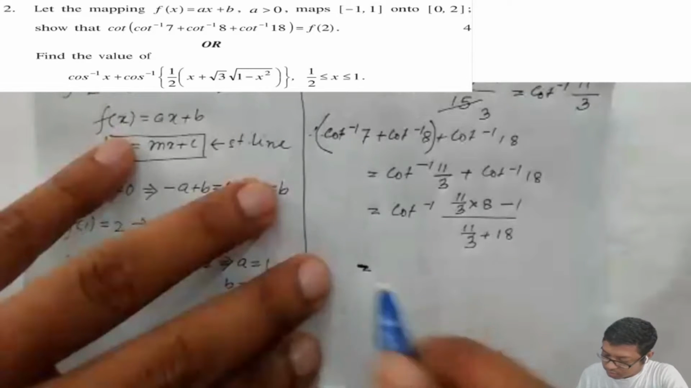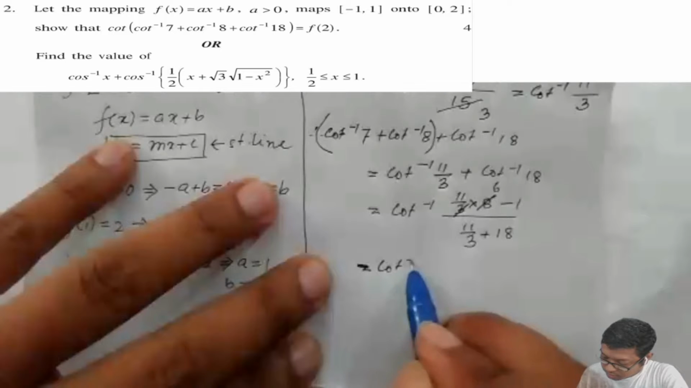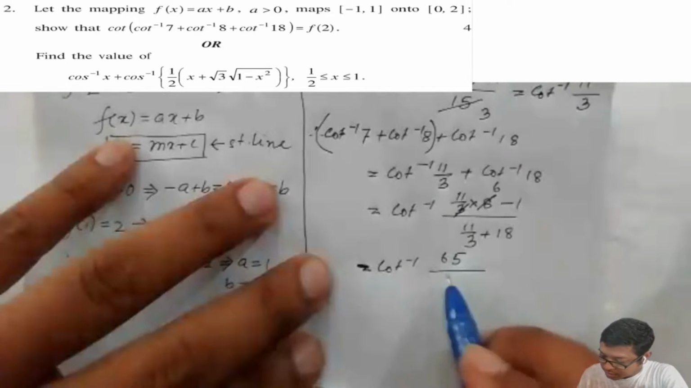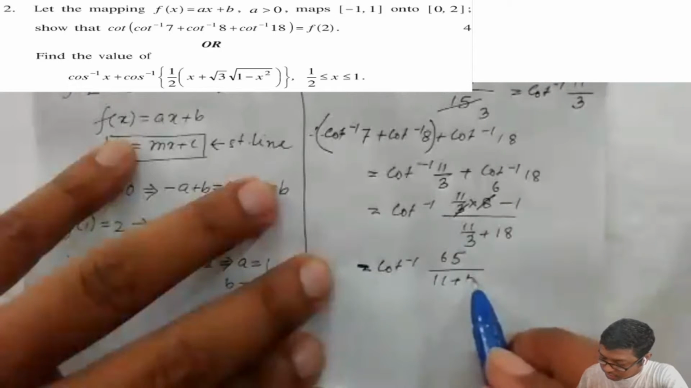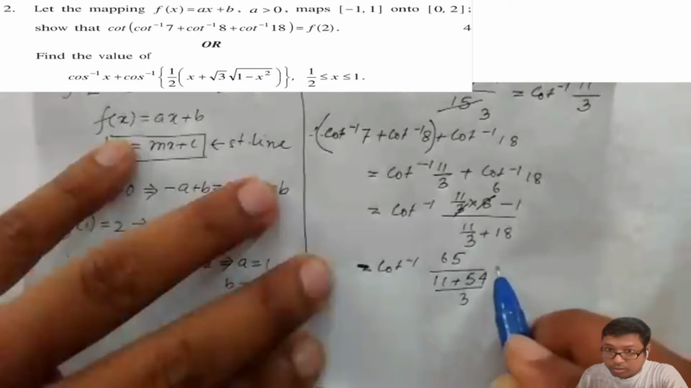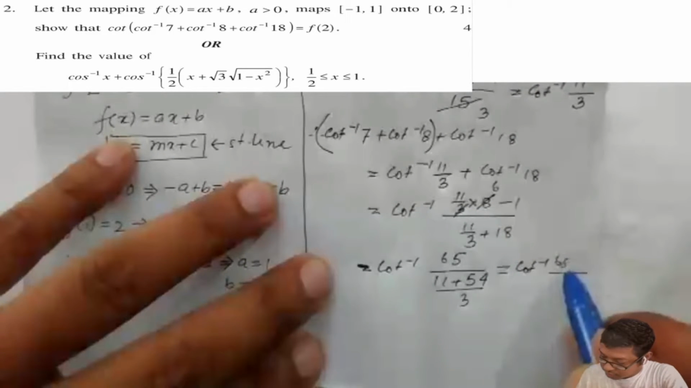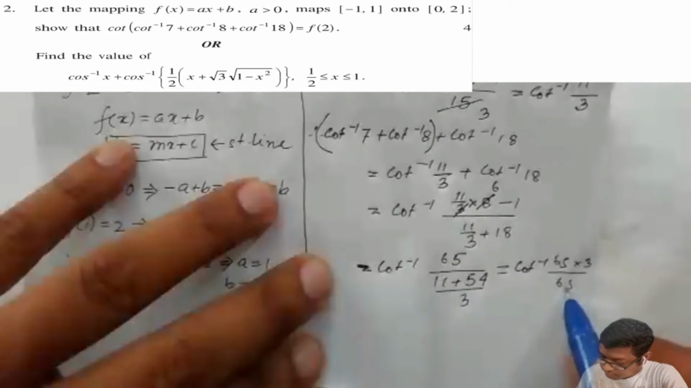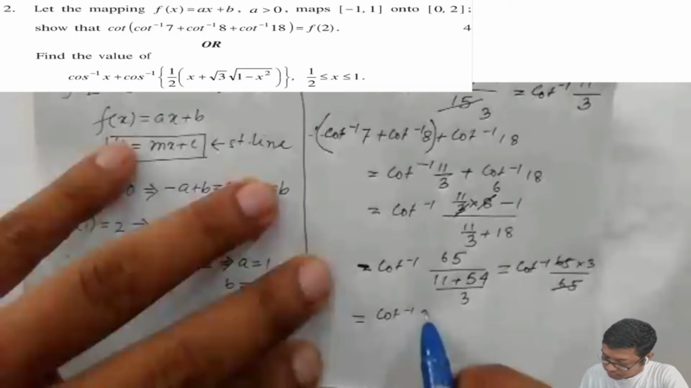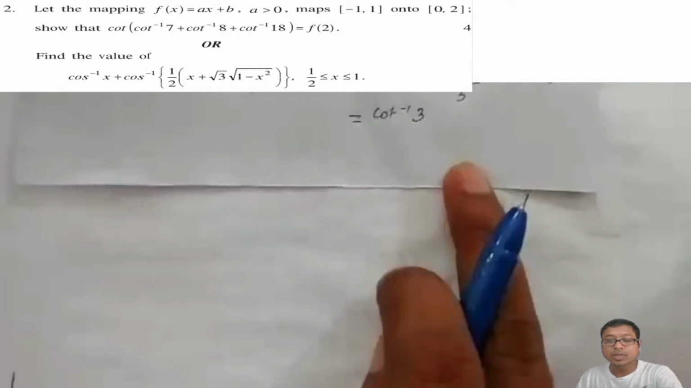So this is equal to cot inverse of, this one is becoming 65, and it is 11 plus 54 by 3. So this is equal to cot inverse of 65 into 3 by 65. So I have cot inverse of 3 here. Okay.